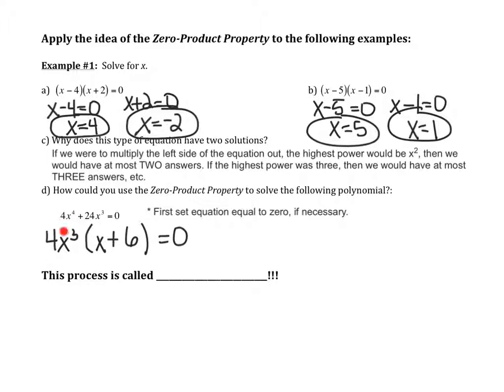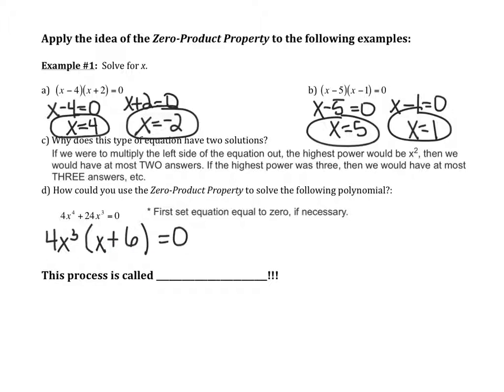If I were to multiply this back out, 4x to the third times x would be 4x to the fourth, and 4x to the third times 6, 4 times 6 is 24, then I would just have x to the third. So again, I just take out the greatest common factor, multiply by what's left over, and therefore now I have my equation as a multiplication problem.